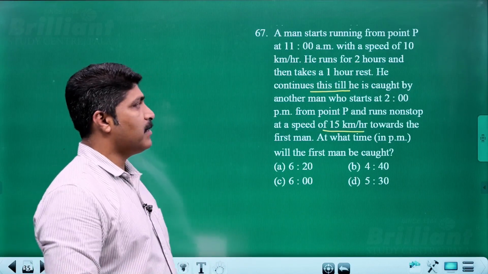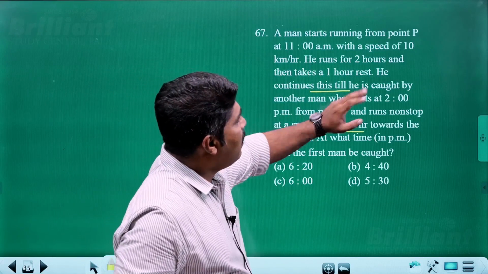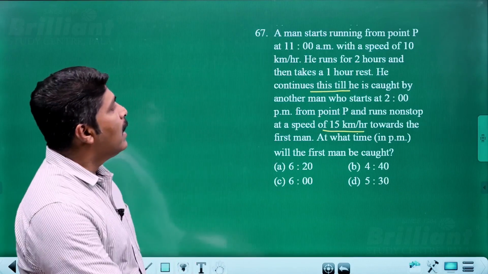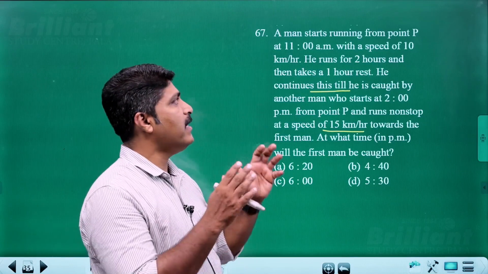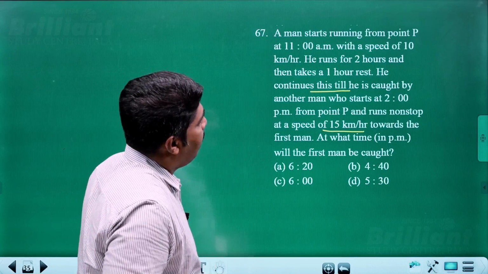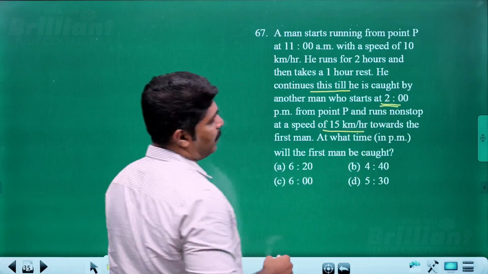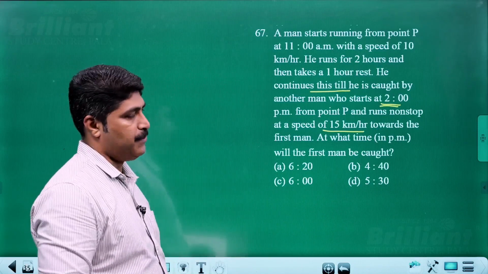So that's an interesting question. Here how it will be. He runs for 2 hours, then takes 1 hour rest. So that's a continuous pattern. In each cycle, he runs 2 hours, then takes 1 hour rest, like that. The second man starts at 2 o'clock only. So then how is it possible, how can they catch?